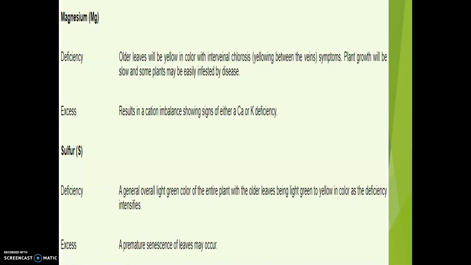Coming to the deficiency, an overall light green color of the entire plant, with older leaves being light green to yellow as the deficiency intensifies. The deficiency results in inhibition of protein and chlorophyll synthesis. Therefore, a general yellowing or overall light green color is visible due to sulfur deficiency, and when the deficiency intensifies, the yellowing becomes more clear.